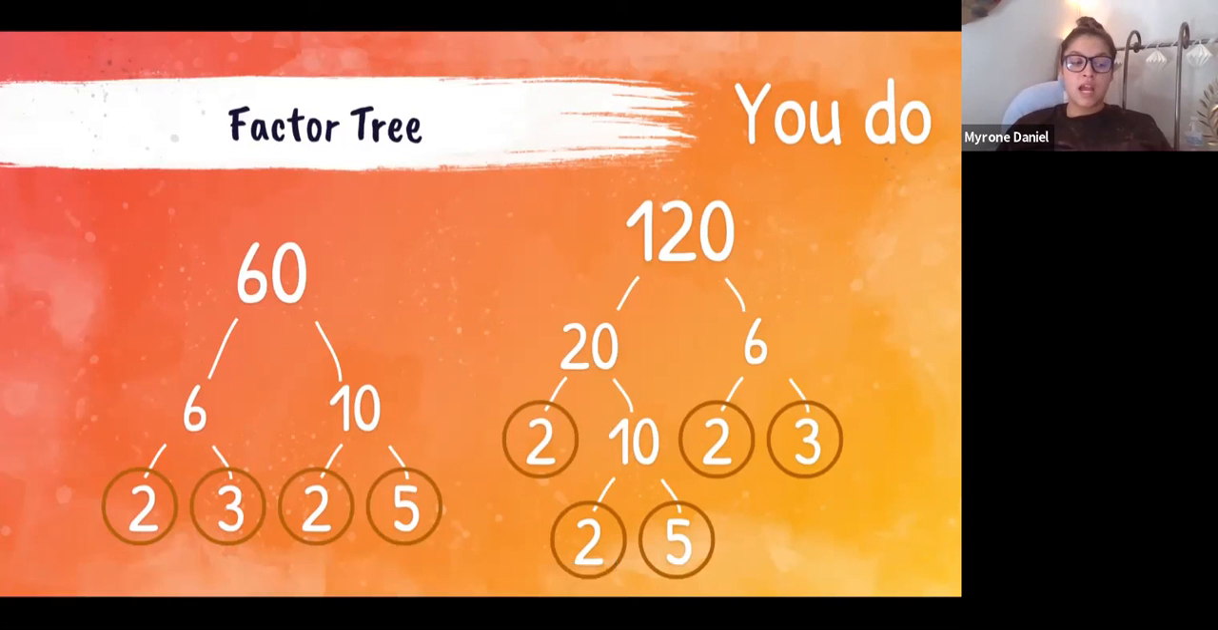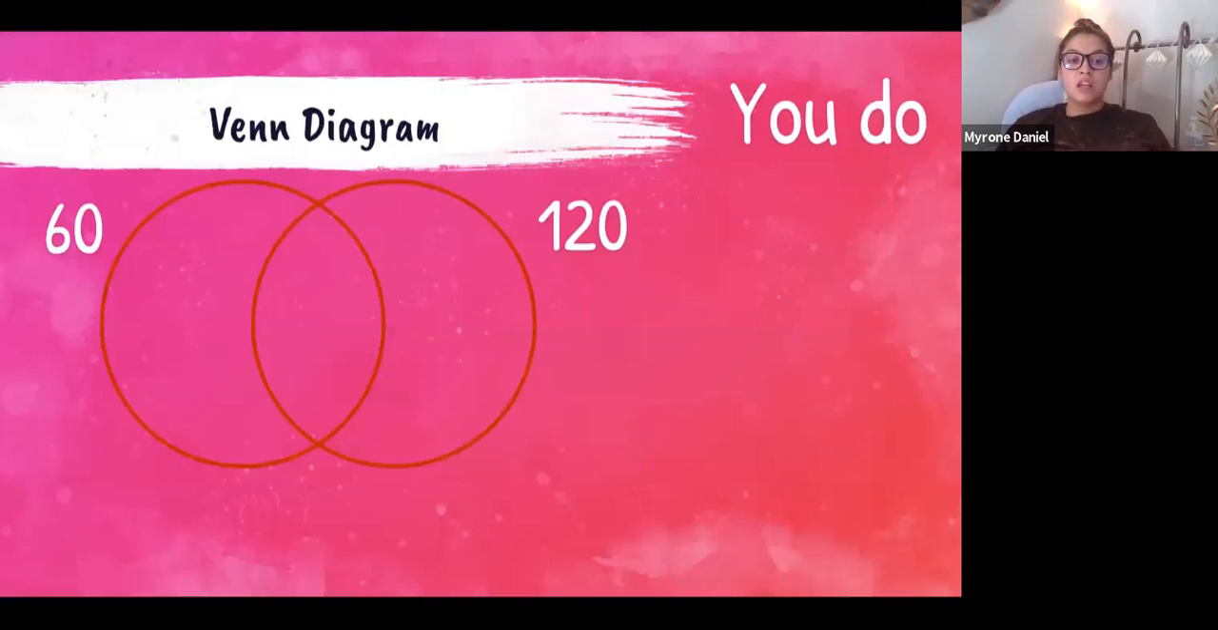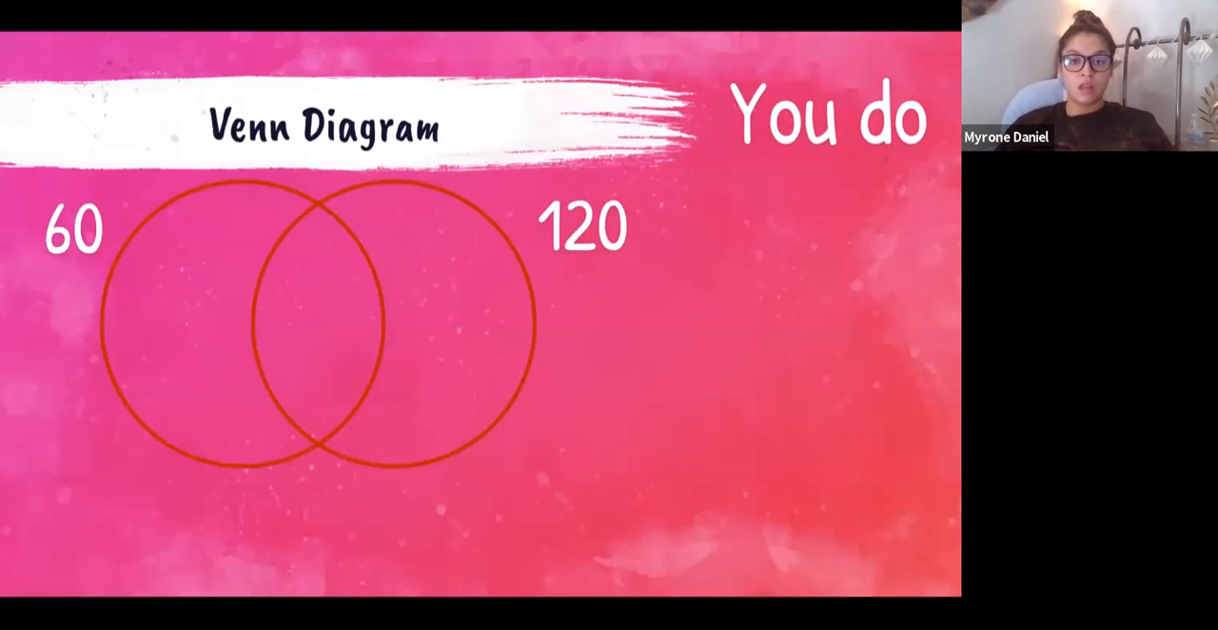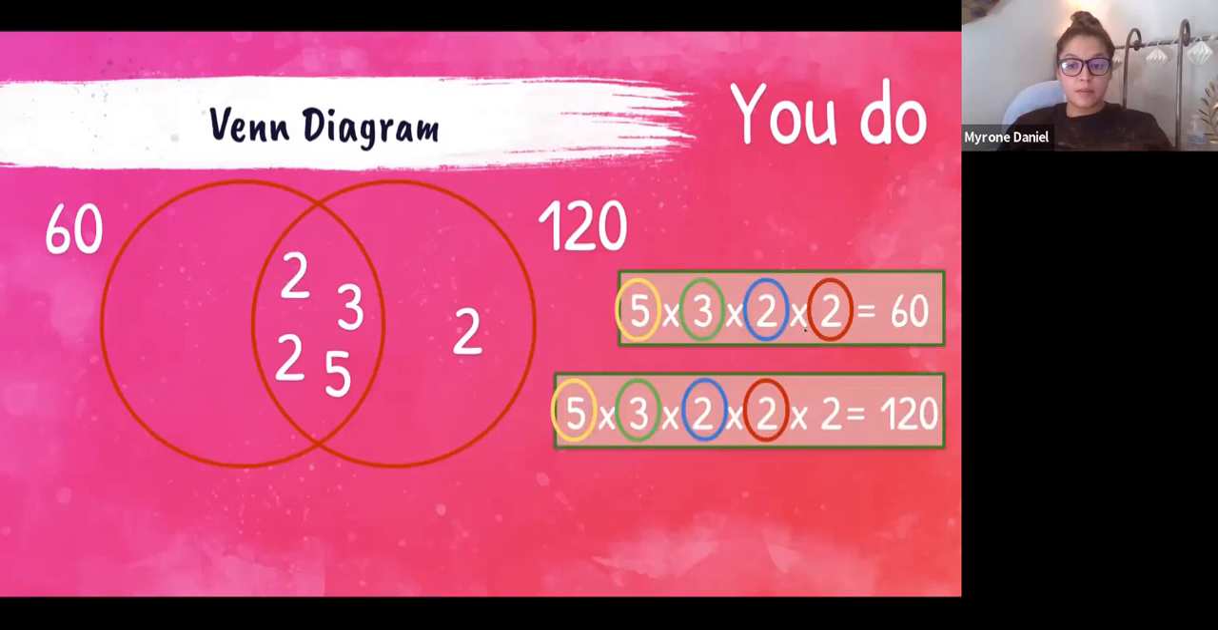So now, if you worked ahead already, then you should have drawn your Venn diagram. So pause the video again to fill out your Venn diagram with the prime factors that we've already completed. Okay, welcome back. So these are prime numbers that you should have already put in. All of the prime factors actually fit in the middle for 60. So we have 5 times 3 times 2 times 2 is 60, and 5 times 3 times 2 times 2 times 2 is 120.